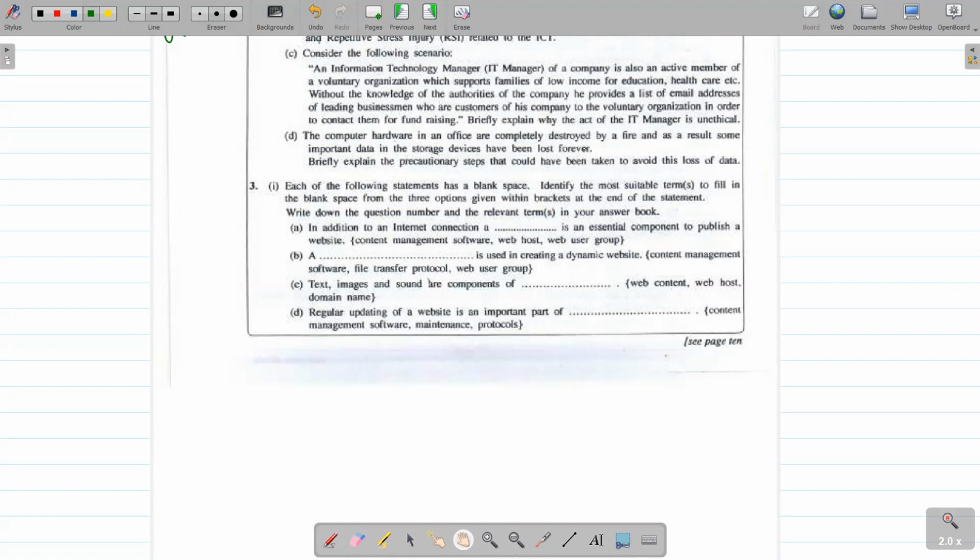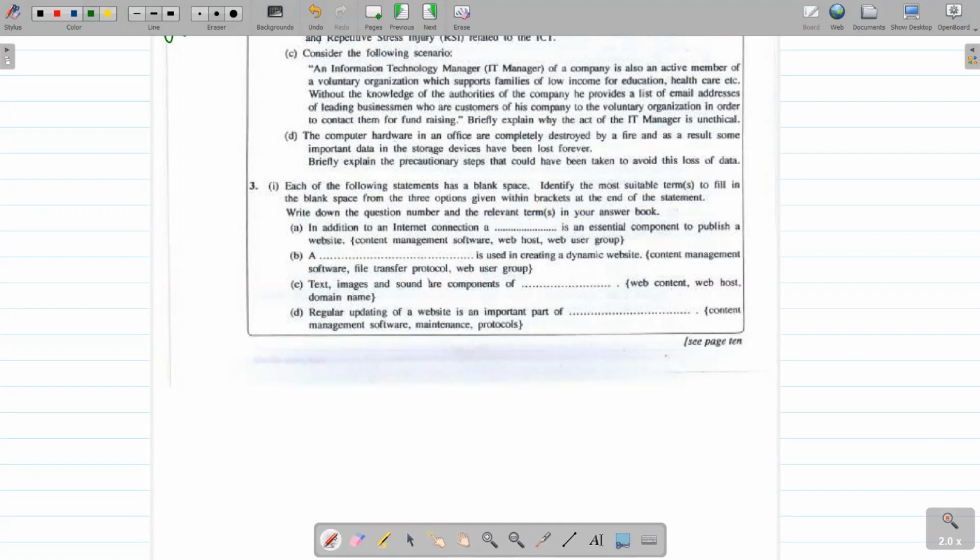Okay. So moving to the third question. Each of the following statements has a blank space. Identify the most suitable term to fill in the blank space from the three options given within the brackets. At the end of the statement, write down the question number and the relevant term in your answer book. Okay, the first one is, in addition to the internet connection, blank is an essential component to publish a website.